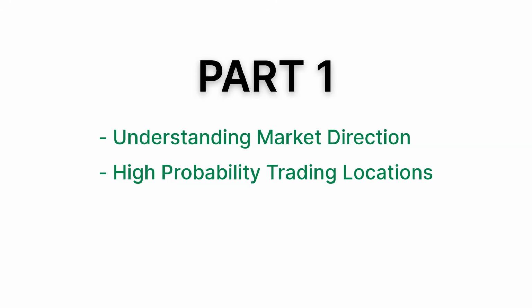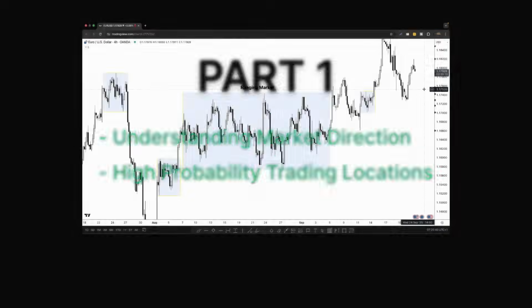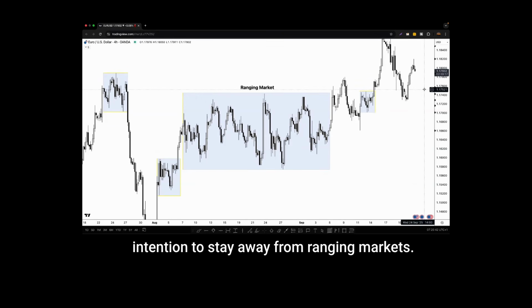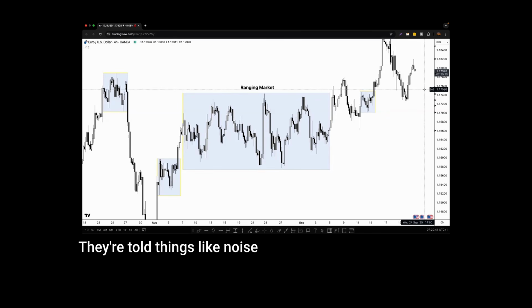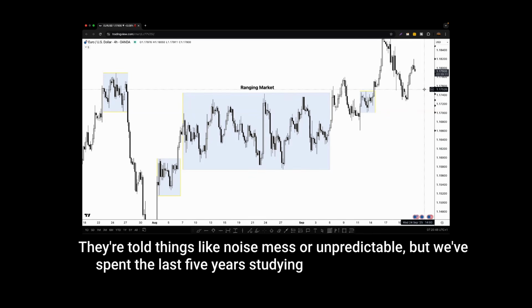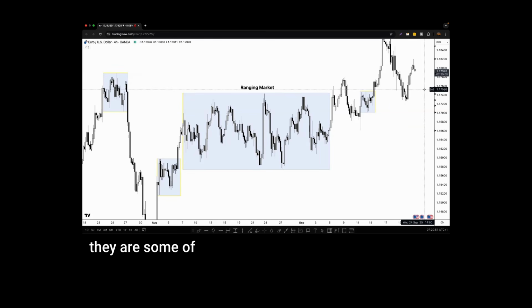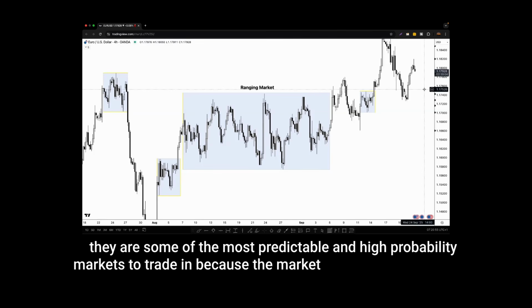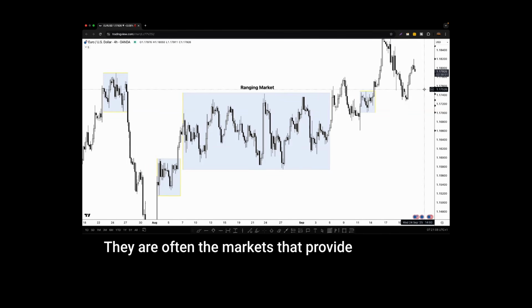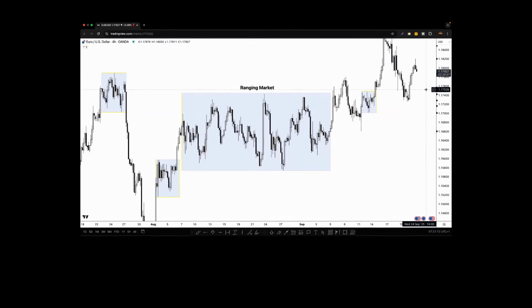Most traders go through their entire career with the intention to stay away from ranging markets. They are told things like noise, mess, or unpredictable. But we've spent the last 5 years studying sideways markets, and they are some of the most predictable and high probability markets to trade in. Because the market ranges 70% of the time, they are often the markets that provide the most high probability opportunities to trade in when you understand their repeatable nature.